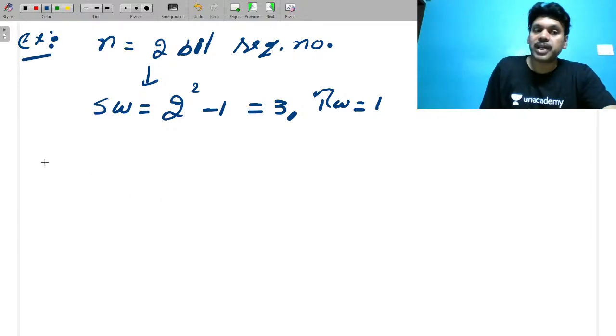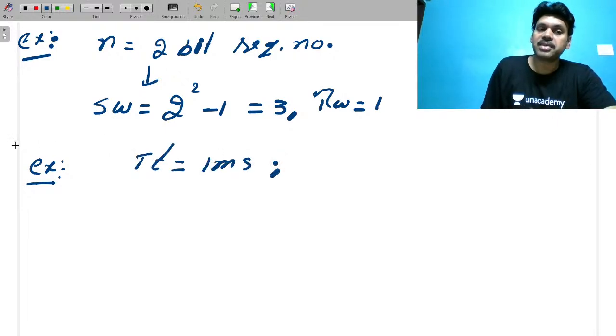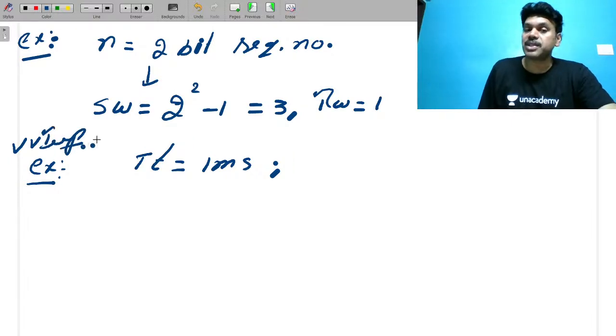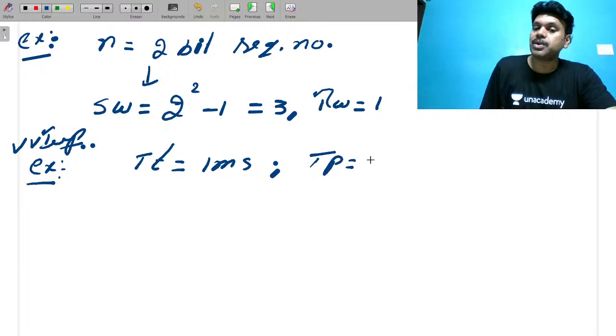Now let me give you one example here. For example, transmission time is equal to 1 ms. Very, very important example, my dear friends. Before going to the exam, you need to go through it once. And TP is equal to 4.5 ms.